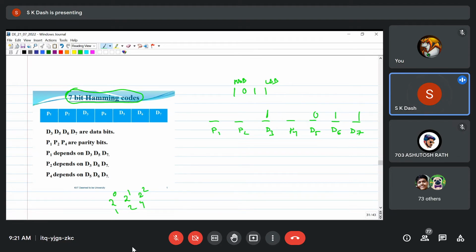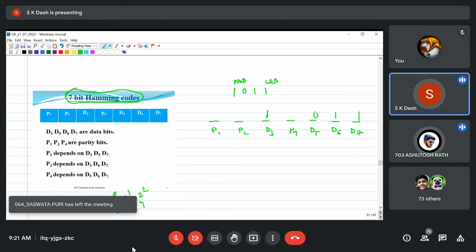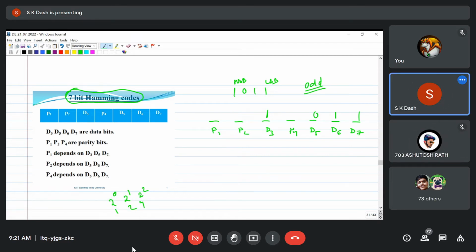Now tell me which parity system you want, odd parity or even parity? Odd. We want the odd parity system. Each parity bit depends upon certain data bits, and this combination we need to remember. The combination is 1, 3, 5, 7. So P1 will depend upon the values of D3, D5, D7.